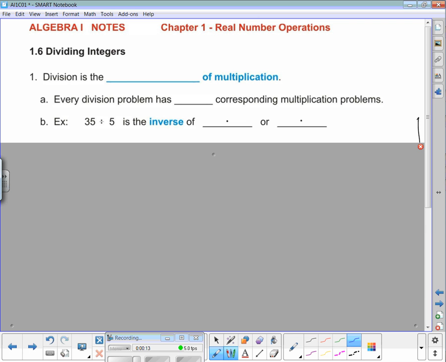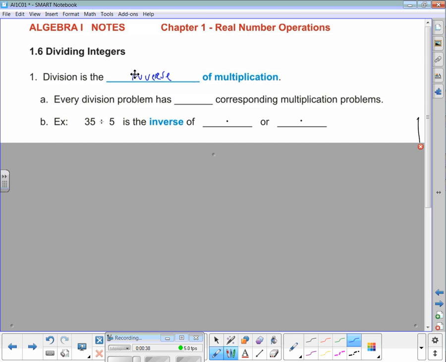All right, so dividing integers, not a big deal. Still really doing review stuff. Hopefully all this stuff makes sense, and you're going to have a nice quiz and a good first test. Remember, division is the inverse of multiplication.